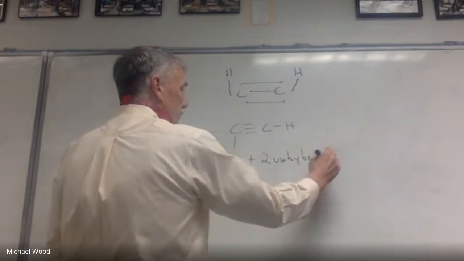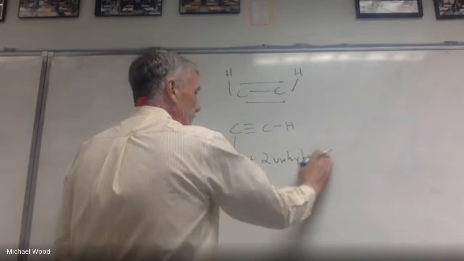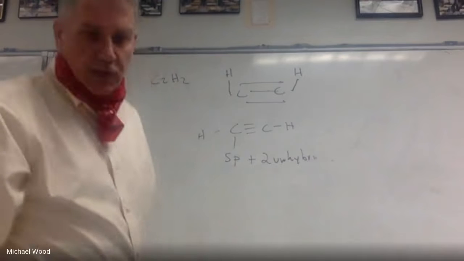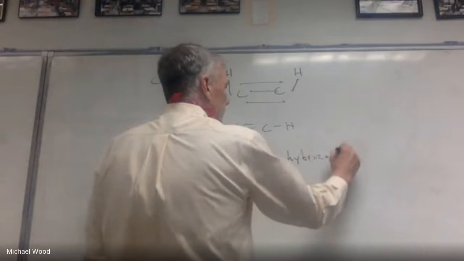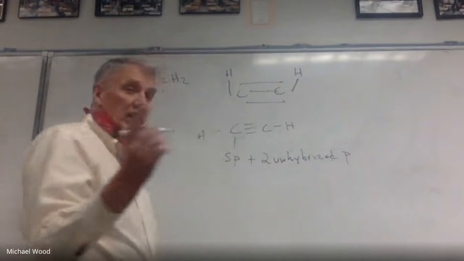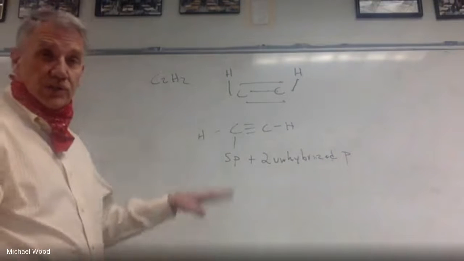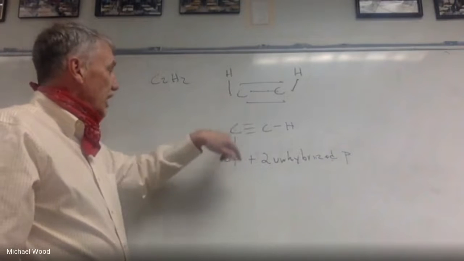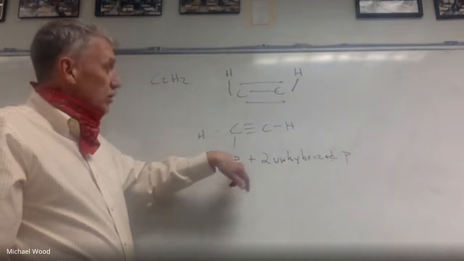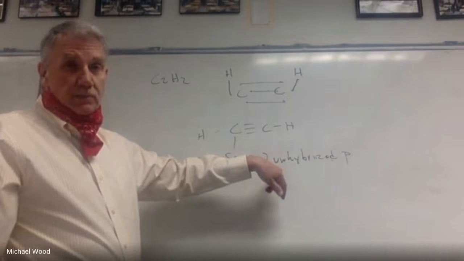I don't know if I spelled that right. I'm going to look this up. Unhybridized p orbitals. So Kara, kind of like that number 4 on the quiz, this is what I want you to do. Both the carbons are the same. So they're sp hybridization with 2 unhybridized p's.